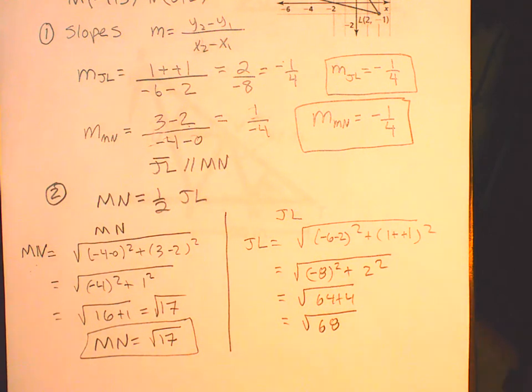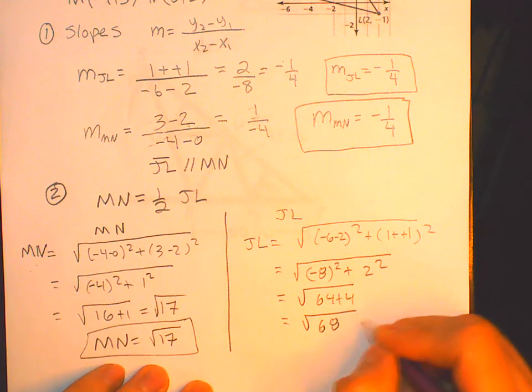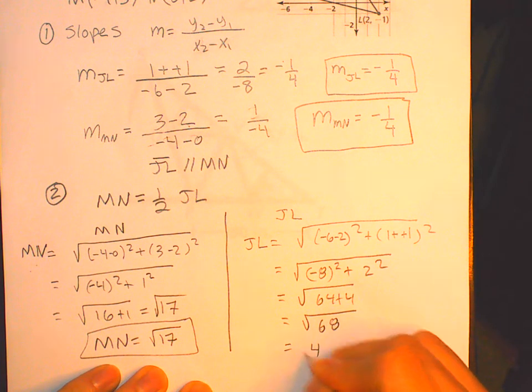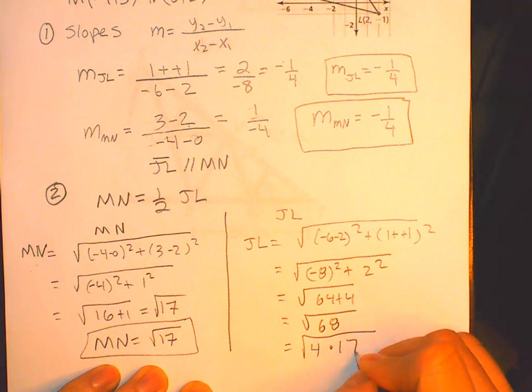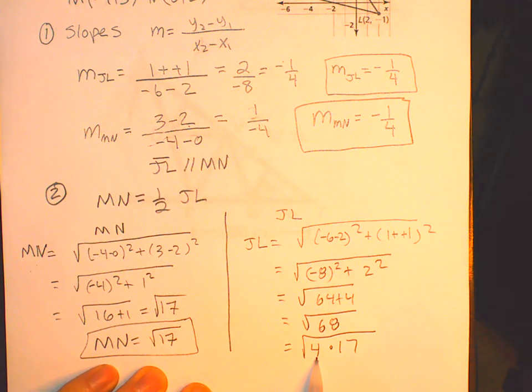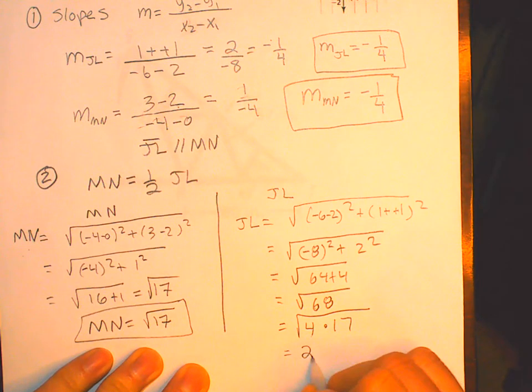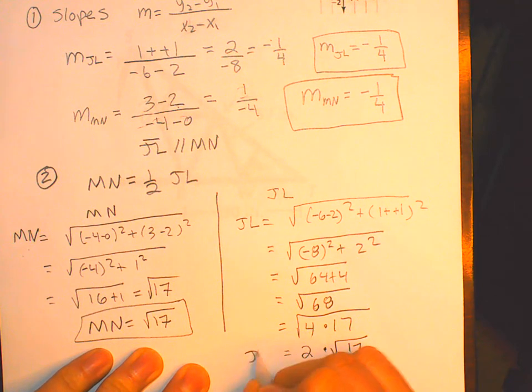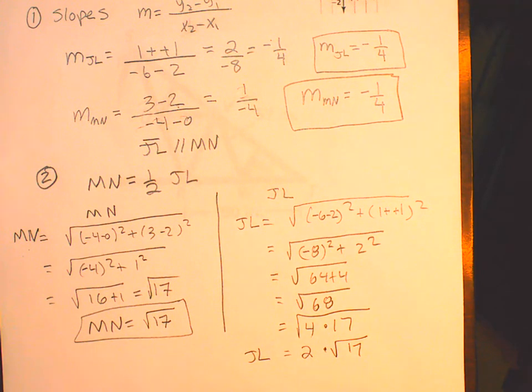Now, I believe 68 is indeed going to be divisible by 17. If you were to check your calculator, 68 divided by 17 is actually divisible and it's times 4. So this is the same thing as 4 times 17. I can take out the perfect square 4, and you get 2. So that's going to equal 2 times the square root of 17. So JL is 2 times the square root of 17.